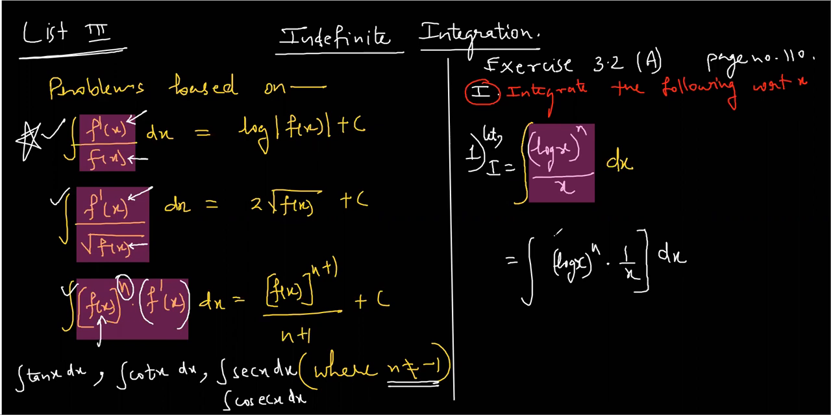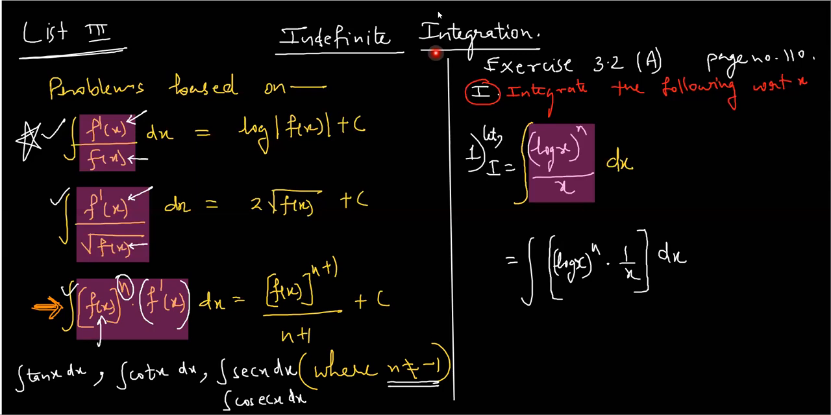Then I notice that here I could apply a result. Which result can I apply? You can check, it is this result we are going to apply. I'm talking about this result: f of x raised to n into f dash x. Here log x is f of x, and this is the derivative of log x, that is f dash x. So this result is applicable.